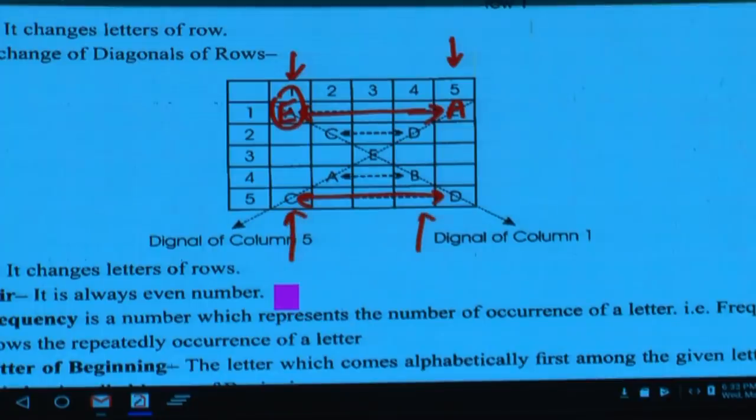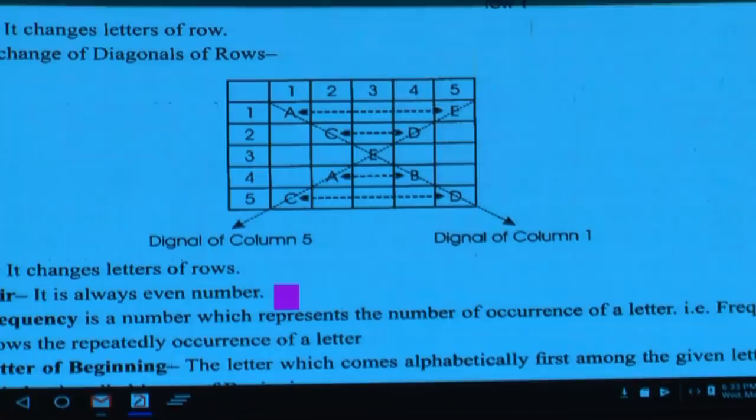Done with this? And next one, 1 and 5, here also 1 and 5 got interchanged, and 2 and 4 will get interchanged, and the middle element remained as it is. Hence 1, 5, 2, 4, middle element as it is.